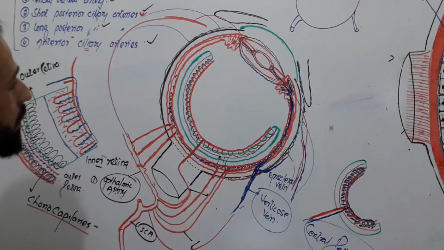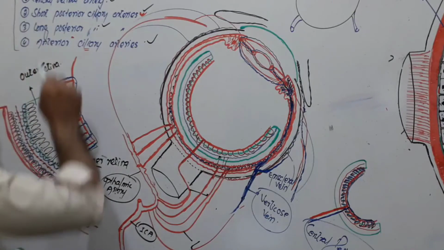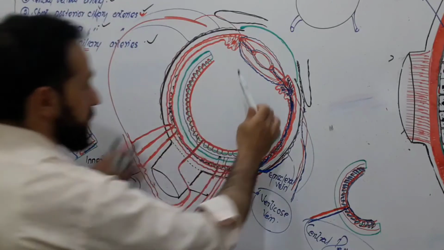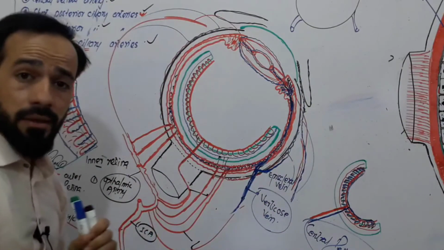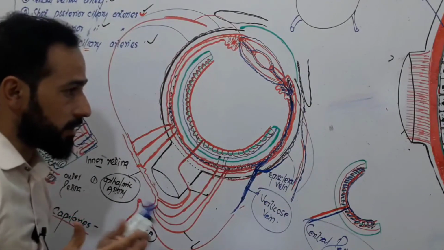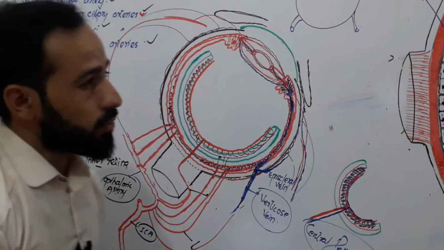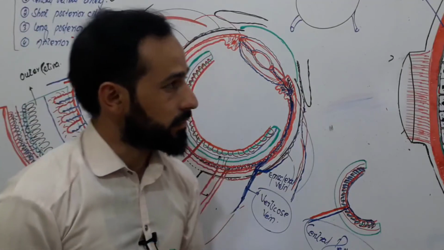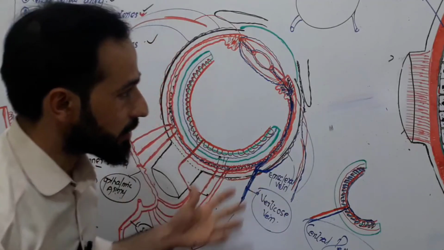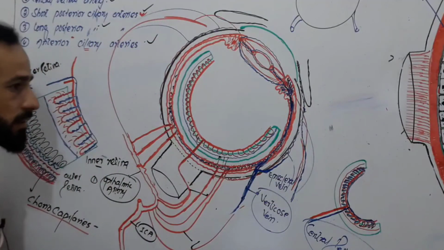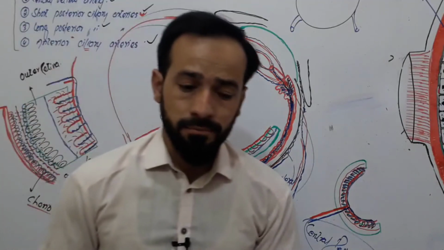So friends, we talked about the blood supply of your eyeball, and we talked about the venous drainage of the eyeball. I hope you are clear now with the venous drainage and arterial supply of the eye. Now we have discussed the anatomy of the human eye in great detail. I hope you have learned many things about the eye.